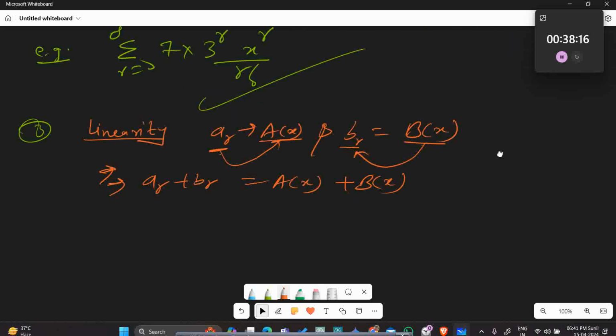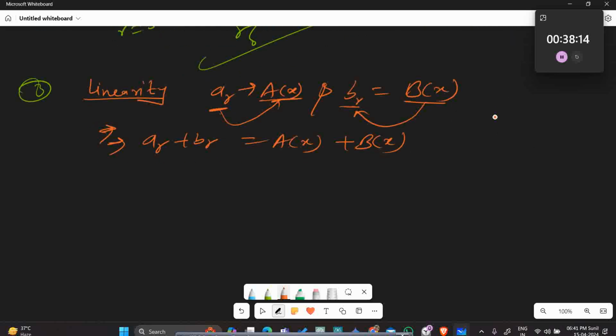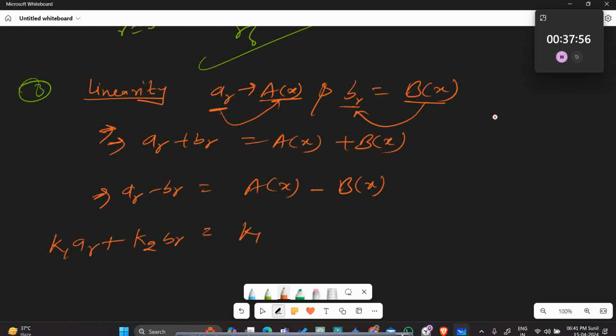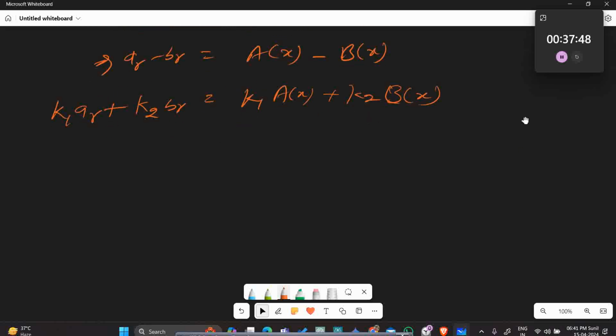Here are some properties. a_r minus b_r corresponds to the generating function of a_r minus the generating function of b_r, right? And k1 a_r plus k2 b_r corresponds to k1 A(x) plus k2 B(x). Like that only.